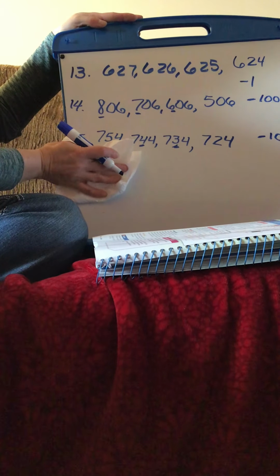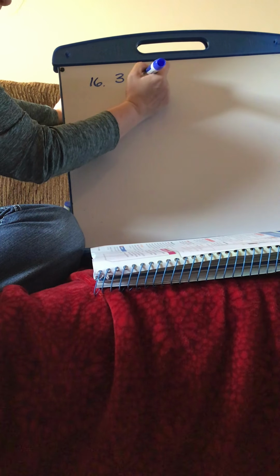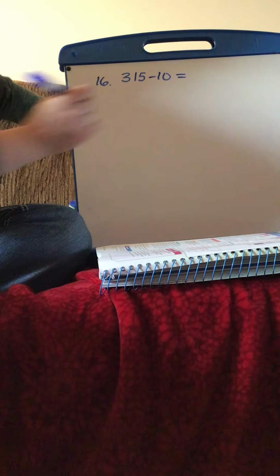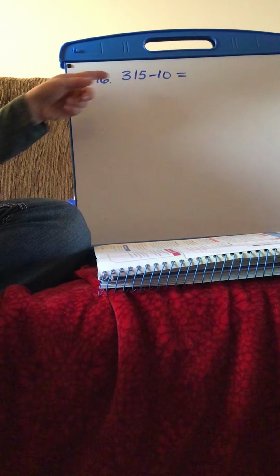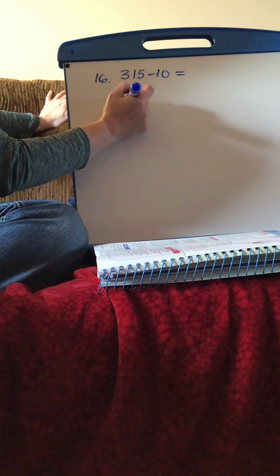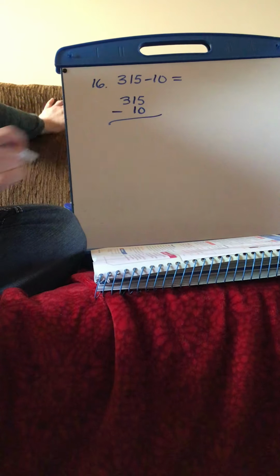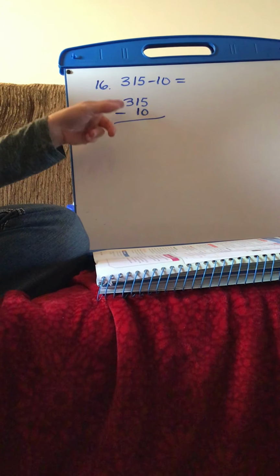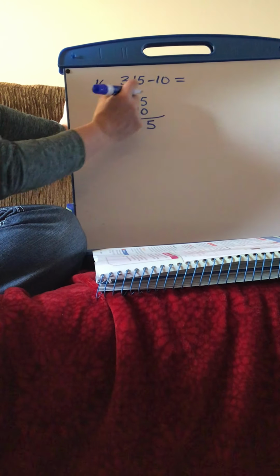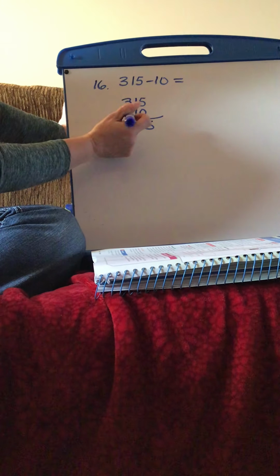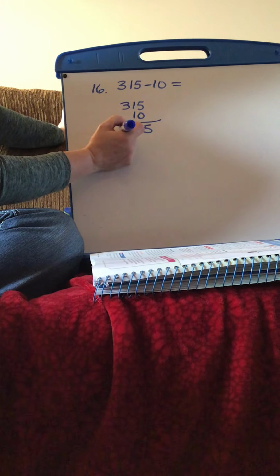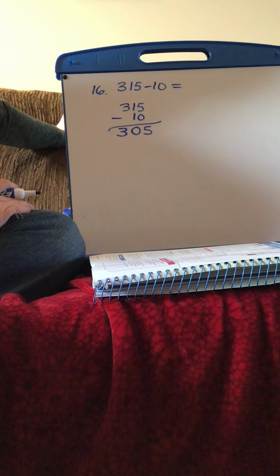Okay, just about 2 or 3 more questions we have left. Number 16, they wrote it horizontally, 315 minus 10. That's really hard to do. So what I want you to do is write it vertically. That means it's going to go up and down. 315 minus 10. Now it's much easier to do. 5 minus 0 is 5. 1 minus 1 is 0. And 3 minus, that's an imaginary 0, is going to be 3. So your answer is going to be 305.